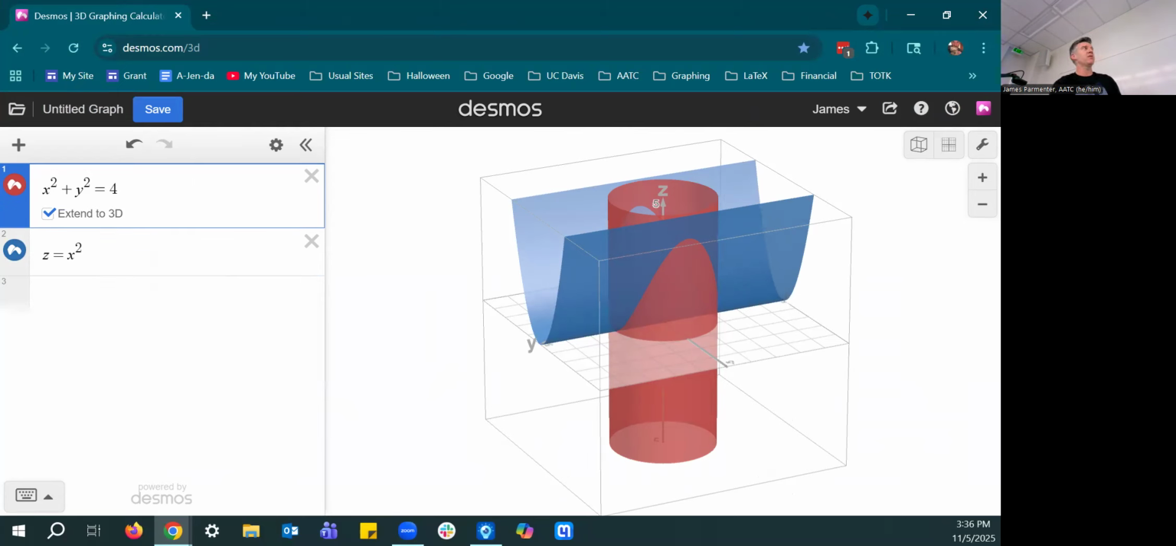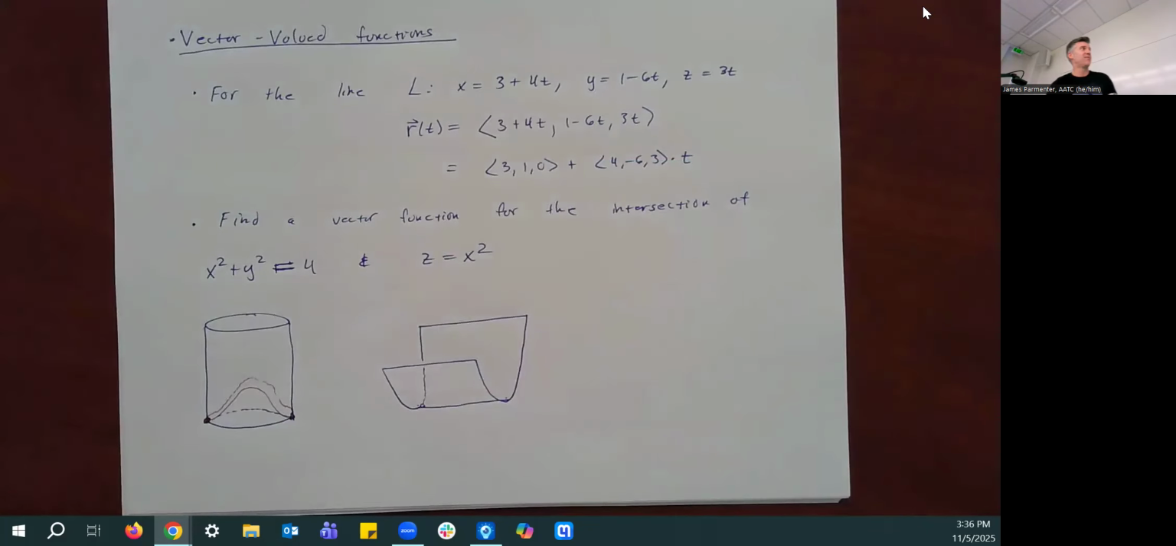So the question is, how do we describe that curve of intersection using a vector valued function? Well, let's see what we can do. It really depends on what kind of stuff you're given. So here's what I'm noticing.